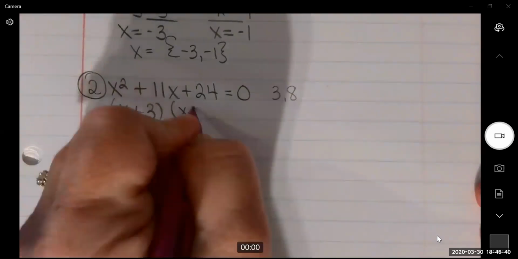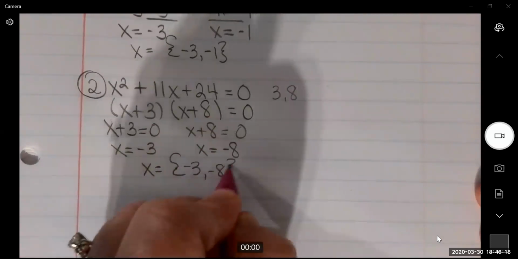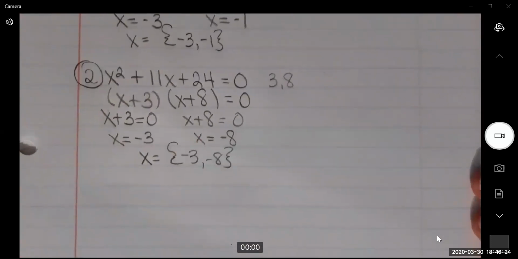So x plus 3 times x plus 8 equals 0. And we're going to set each of these equal to 0. So x plus 3 equals 0, x plus 8 equals 0. And you solve that, so x equals negative 3, x equals negative 8. So the solutions are negative 3, negative 8. All right.